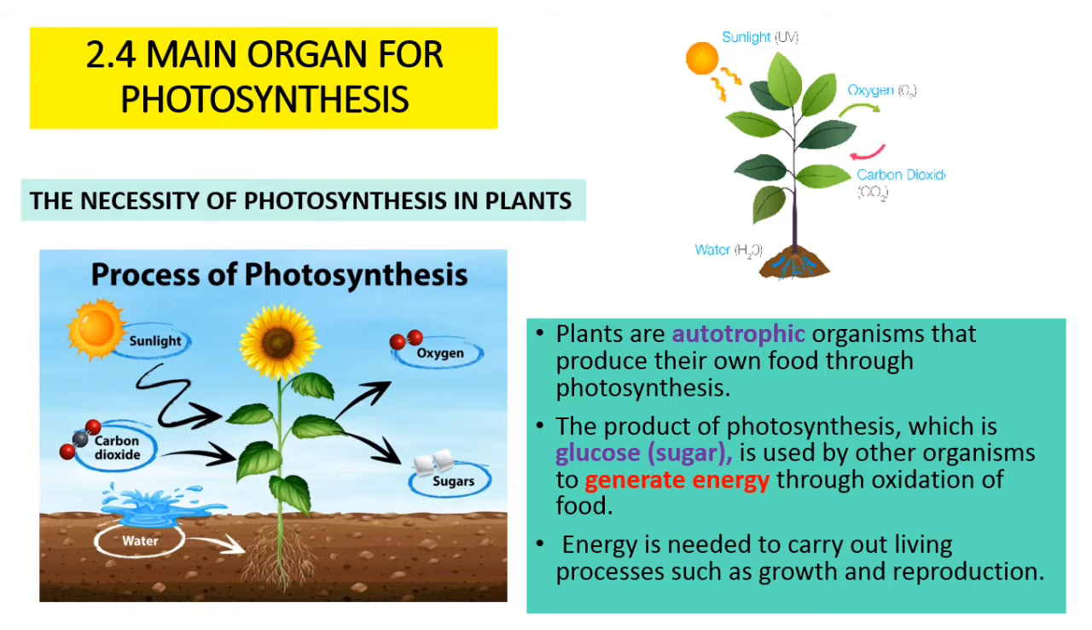In this process, sunlight, carbon dioxide and water are needed by the plant to carry out photosynthesis. The products of photosynthesis are oxygen and sugar.